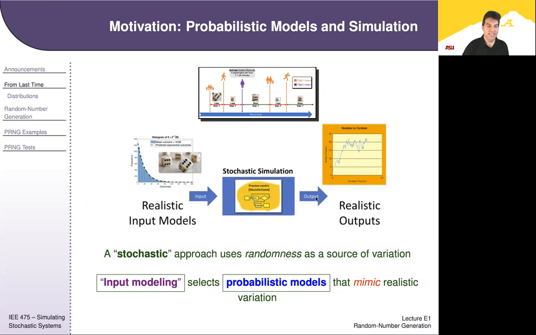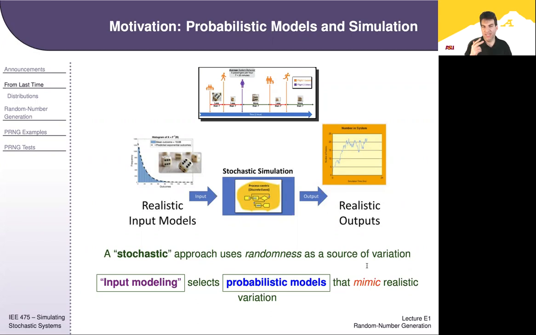and input modeling is the term we use for selecting probabilistic models that mimic realistic variation, that input side of things like arrival times, how long until machines break, how many passengers are flagged for extra checks at an airport, etc.